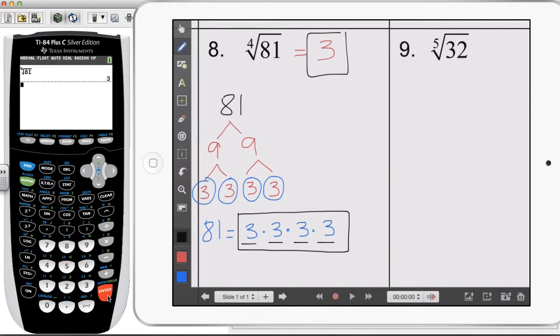Now this one, the 81 was completely simplified, as you can see. The calculator does not always help you if the number under the radical is not completely simplified. Then you have to actually do the factor tree and group them. But this is how you would do it on the calculator.